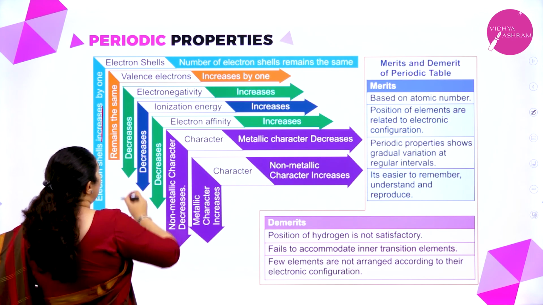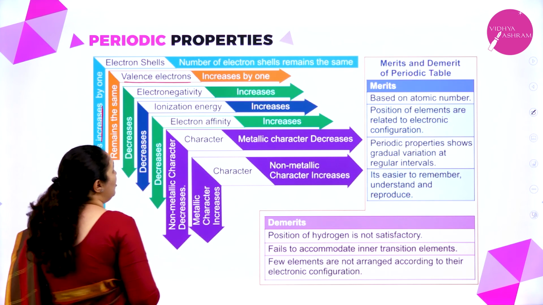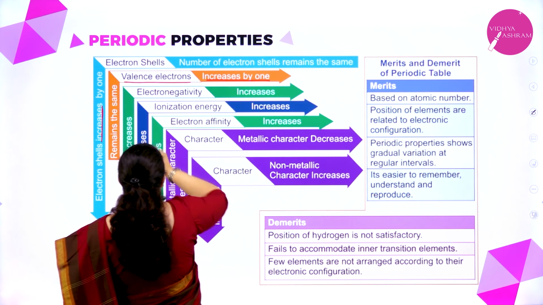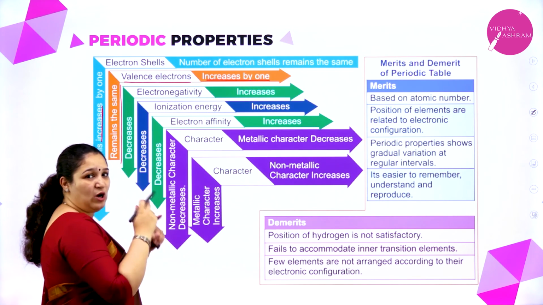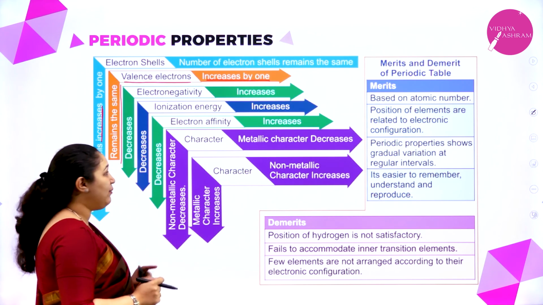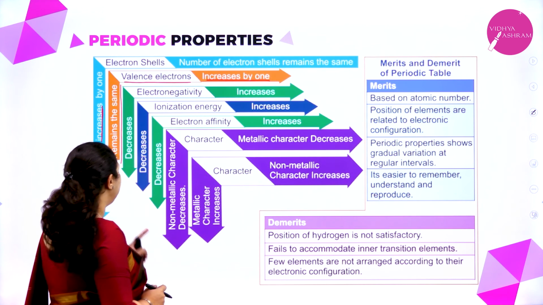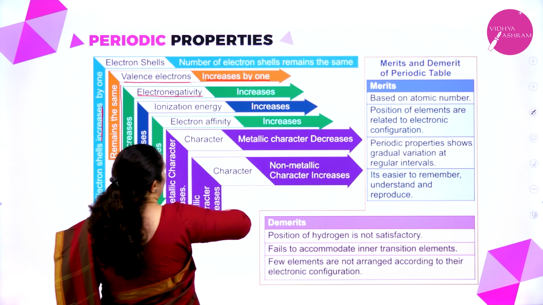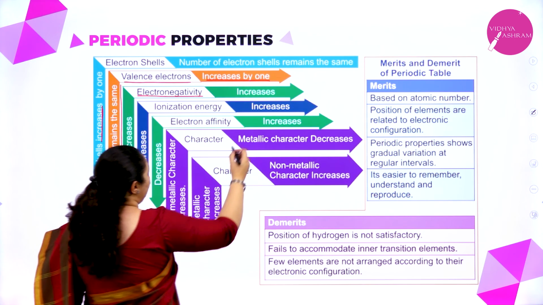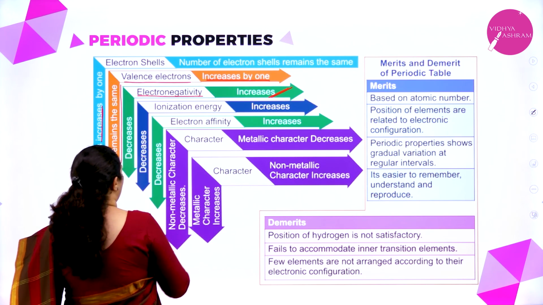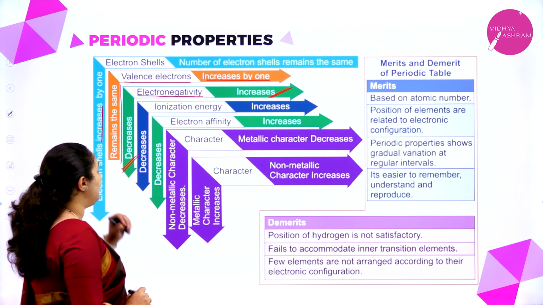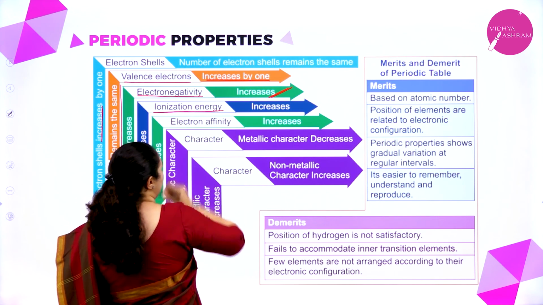Next, valence electrons. Valence electrons, I shall explain in more detail next. Along the period they increase one by one, and down the group they remain the same. More about it we'll see in the following slides. Next is electronegativity. Electronegativity, I have just explained. What happens along the period? It will increase. What happens down the group? It will decrease.